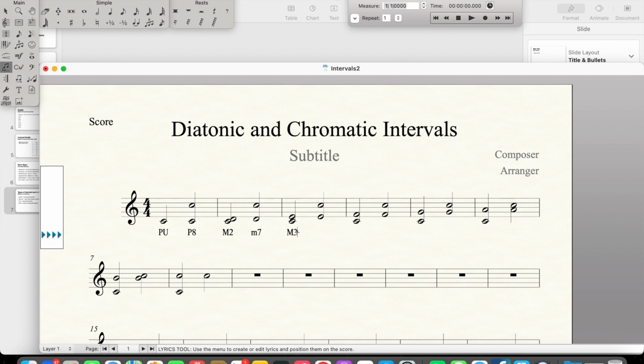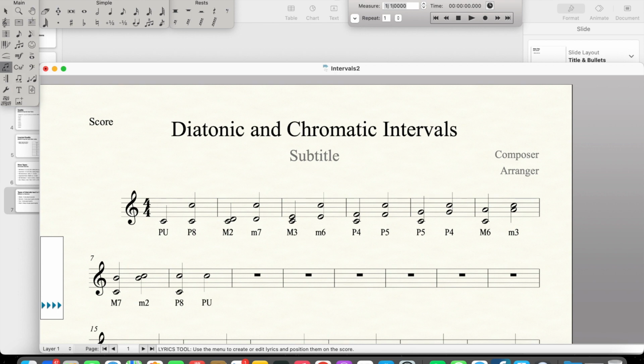Major third, C to E. E to C is a minor sixth. C to F, perfects stay perfect, so perfect fourth. If I flip it upside down, perfect fifth. Perfect fifth remains perfect, perfect fourth. Major sixth becomes a minor third. Major seventh becomes a minor second. And a perfect octave becomes a perfect unison.